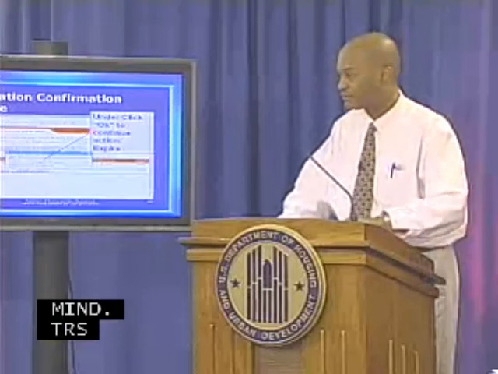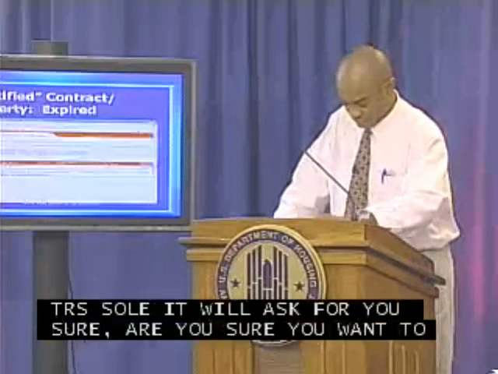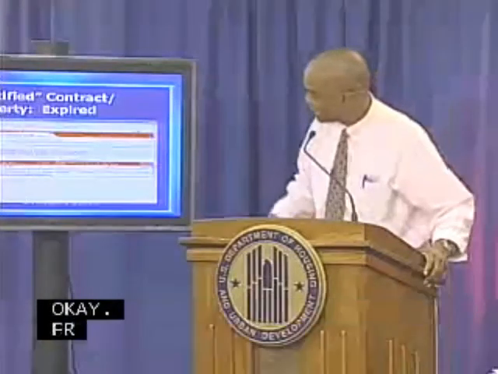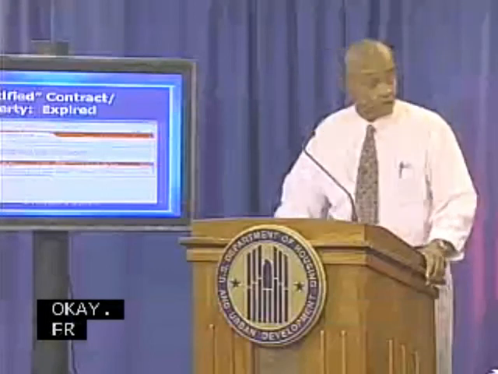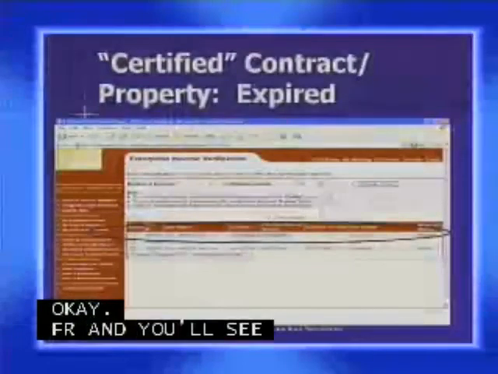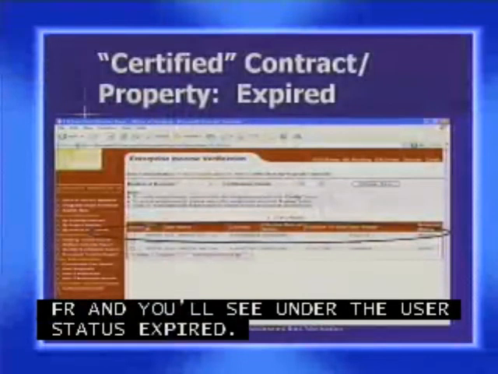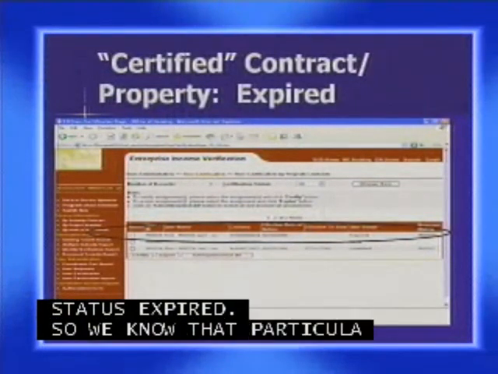So remember the reason why we expired: reassignment, new job, no longer requires access. So it's going to ask you for sure. Are you sure you want to expire? In this case, we'll just say OK. And you'll see under the user status, right here, you'll see expired. So we know that particular user or that particular contract is expired.